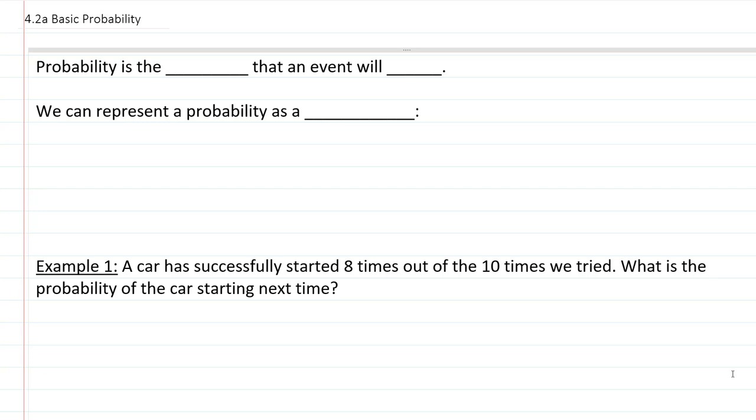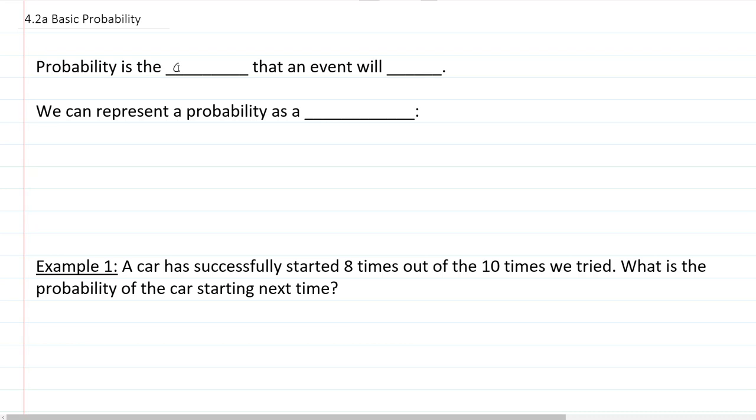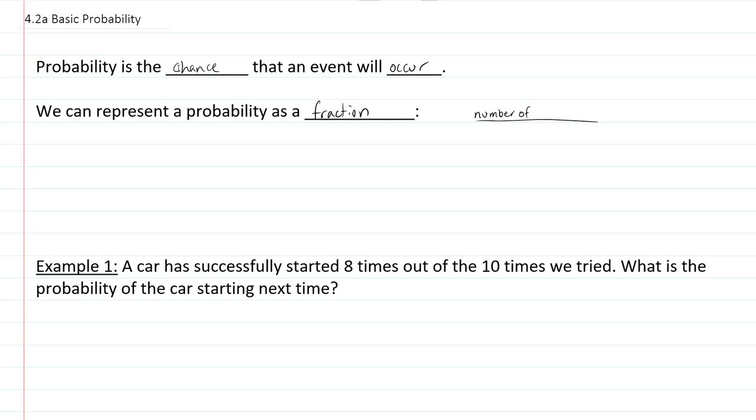4.2a, basic probability. Probability is the chance that an event will occur. We can represent probability as a fraction. A fraction always has a middle bar, right? So the numerator is going to be the number of times an event occurs, and the denominator is going to be the total number of times.